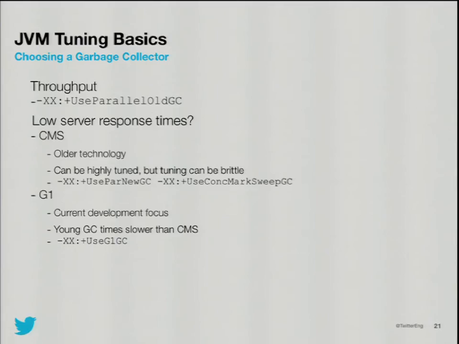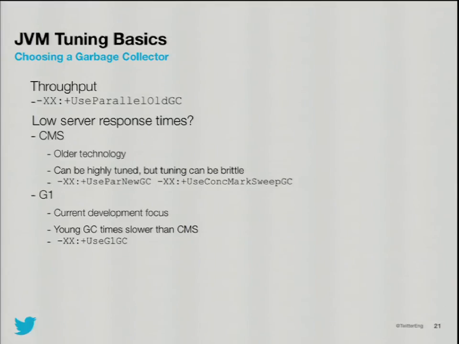Okay, so the next step is choosing your garbage collector. For throughput, the general rule of thumb is to use Parallel Old GC. It is the quickest throughput collector because it's not trying to do anything concurrent. Simple as that. For low server response times, you want CMS, as it is the older technology. It's kind of tried and true. The problem is that it can be very highly tuned to your allocation rate and your promotion rate, but if that changes, it's a pretty steep cliff. So it's pretty brittle.